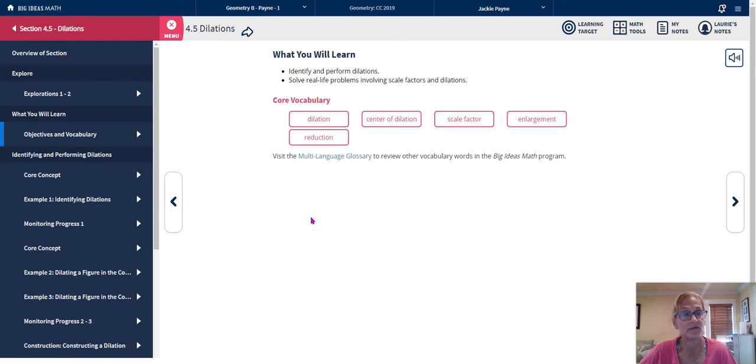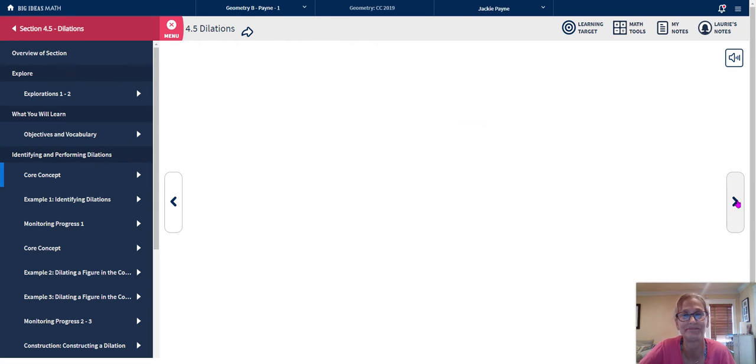As you can see, it's section 4.5. And so some of the vocabulary you may remember from Math 8. It is dilation, center of dilation, scale factor, enlargement, or reduction. So in a perfect world, by the end of this video, you'll be able to identify and perform dilations and solve real-life problems involving scale factors and dilations. Let's go.